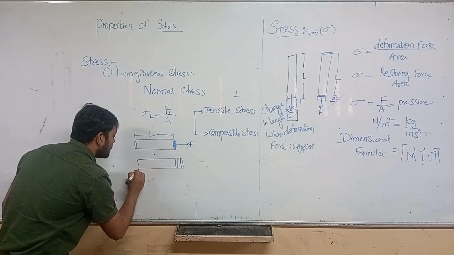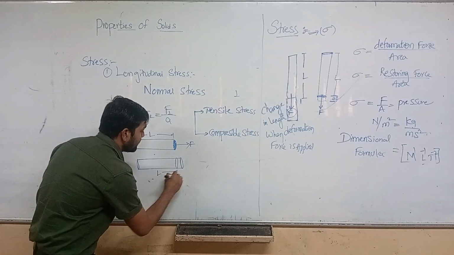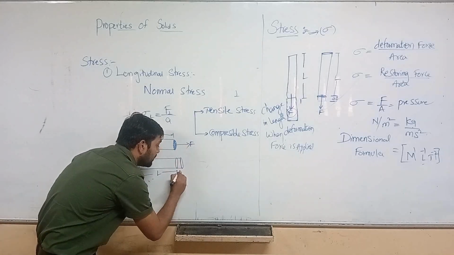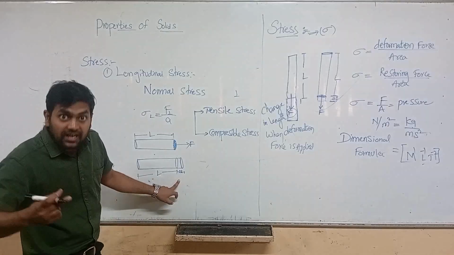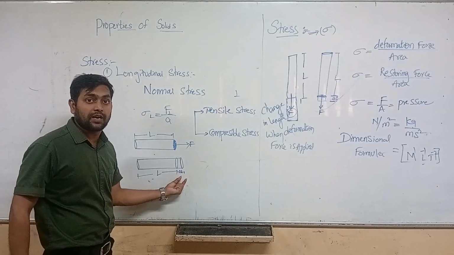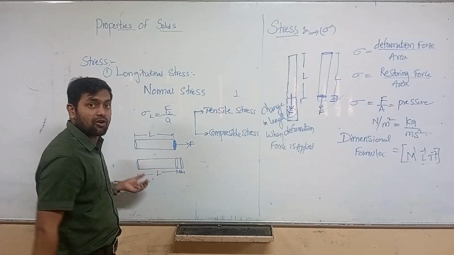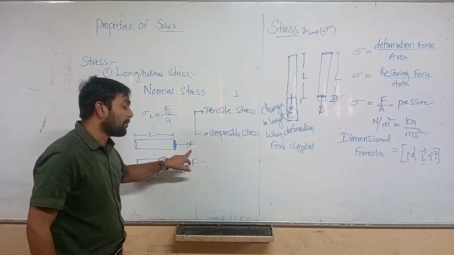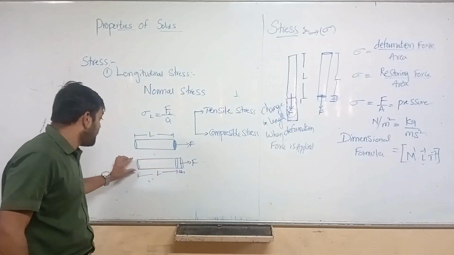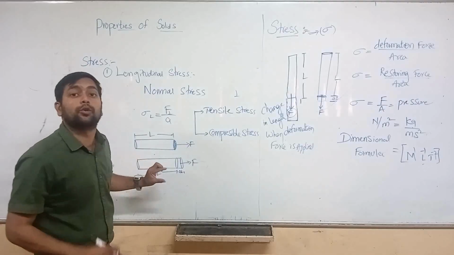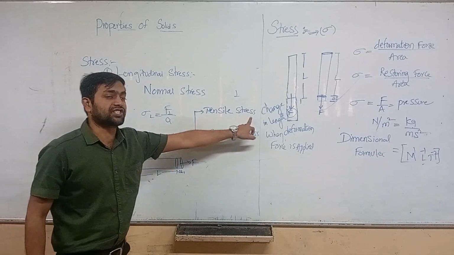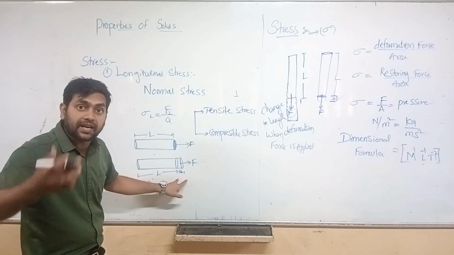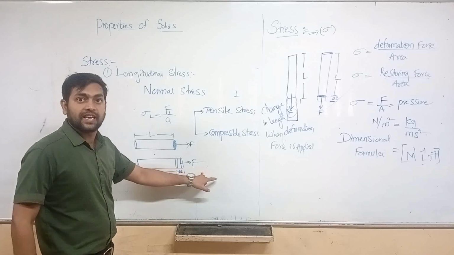right? Firstly it was up to the length L. Now after giving the deformation force, it took the length dl. So additionally it is increased. The length is also taken from this rod only, right? When the deformation force is applied perpendicular to the area, the change in the length takes place. Then that is called tensile stress. The change in the length takes place in the direction of the force.